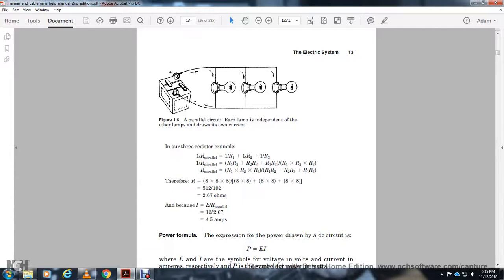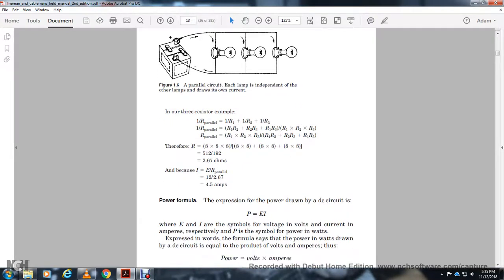Working the example of 1 over the parallel resistance, you'd have 8 times 8 plus 8 times 8, which gives you about 2.67 ohms. 12.0 over 2.67 gives you 4.5 amps.